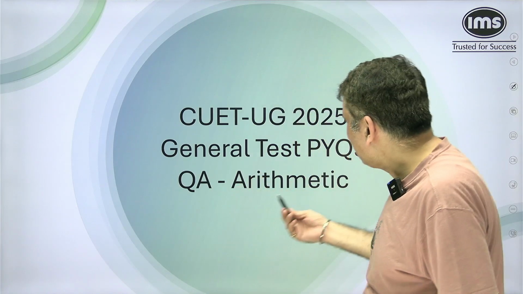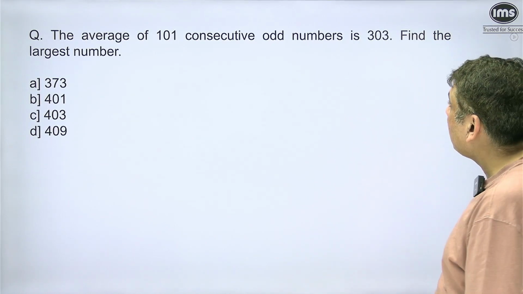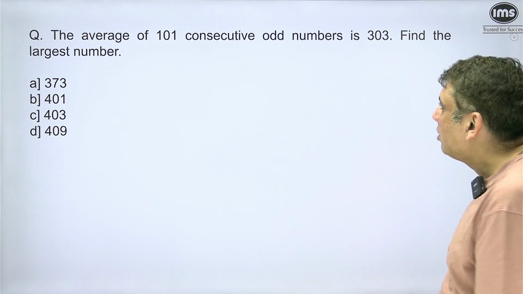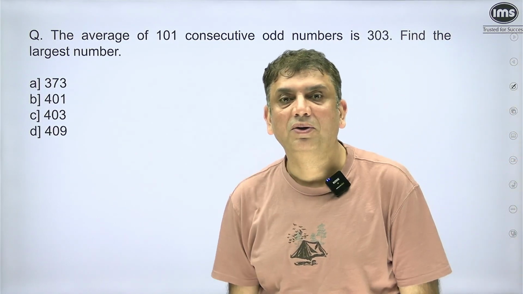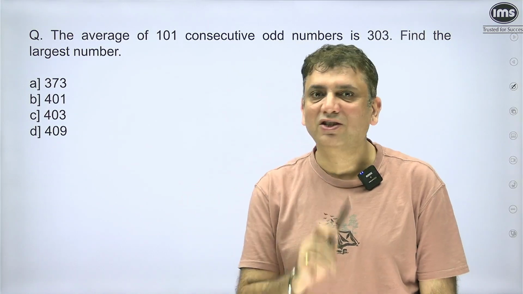So, another arithmetic question for CUET UG 2025 aspirants. The average of 101 consecutive odd numbers is 303. Find the largest number. Try to solve this question by pausing the video, and only then see the solution.